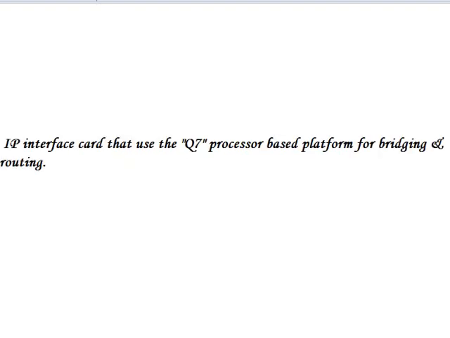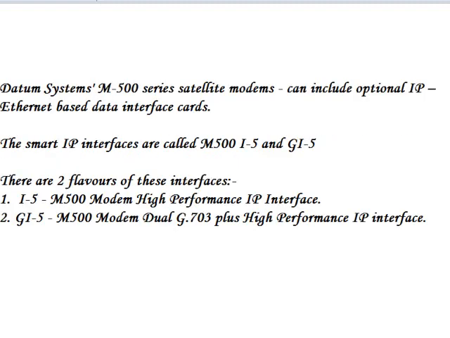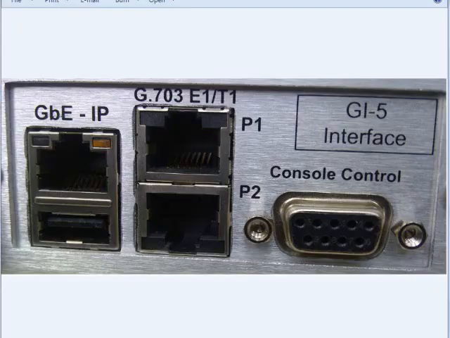The purpose of this video is to simply get you started with an IP interface card that uses the Q7 processor based platform for bridging and routing. The Datum Systems M500 series satellite modems can include optional IP Ethernet based data interface cards. The smart IP interfaces are called M500, I5 and GI5.